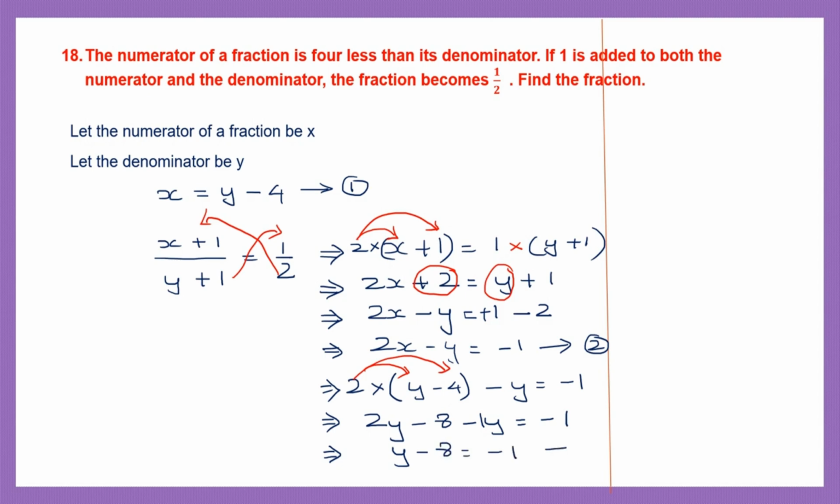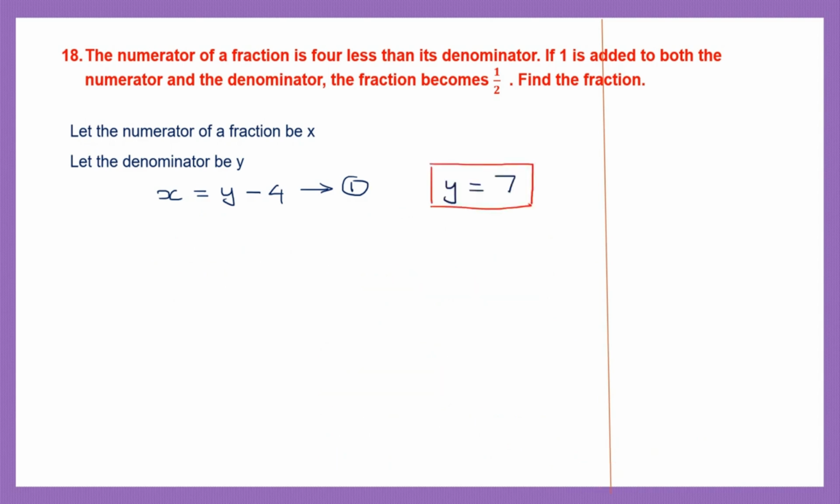So now let's find the value of y. y is equal to minus 1 plus 8, because we have transposed this minus 8 from the left hand side to the right hand side. It's become plus 8. So now we have found the value of y. y is equal to, now minus and plus here, signs are different, so we'll put the sign of the bigger number and subtract. 8 minus 1 is 7. So we have found the value of y. y is equal to 7.